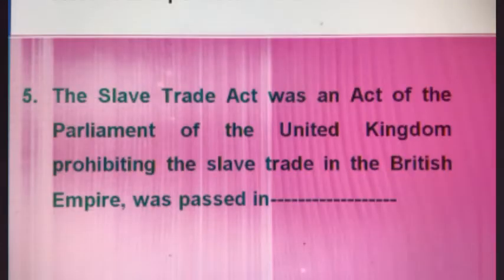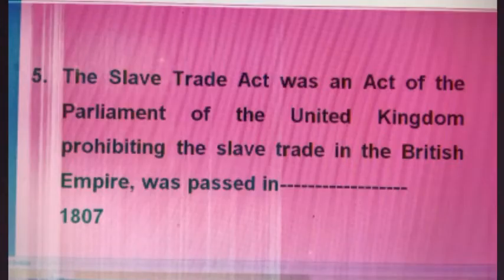The fifth question. The Slave Trade Act was an act of the Parliament of the United Kingdom prohibiting the slave trade in the British Empire. It was passed in dash. Answer, 1807. The Slave Trade Act was an act of the Parliament of the United Kingdom prohibiting the slave trade in the British Empire, was passed in 1807.